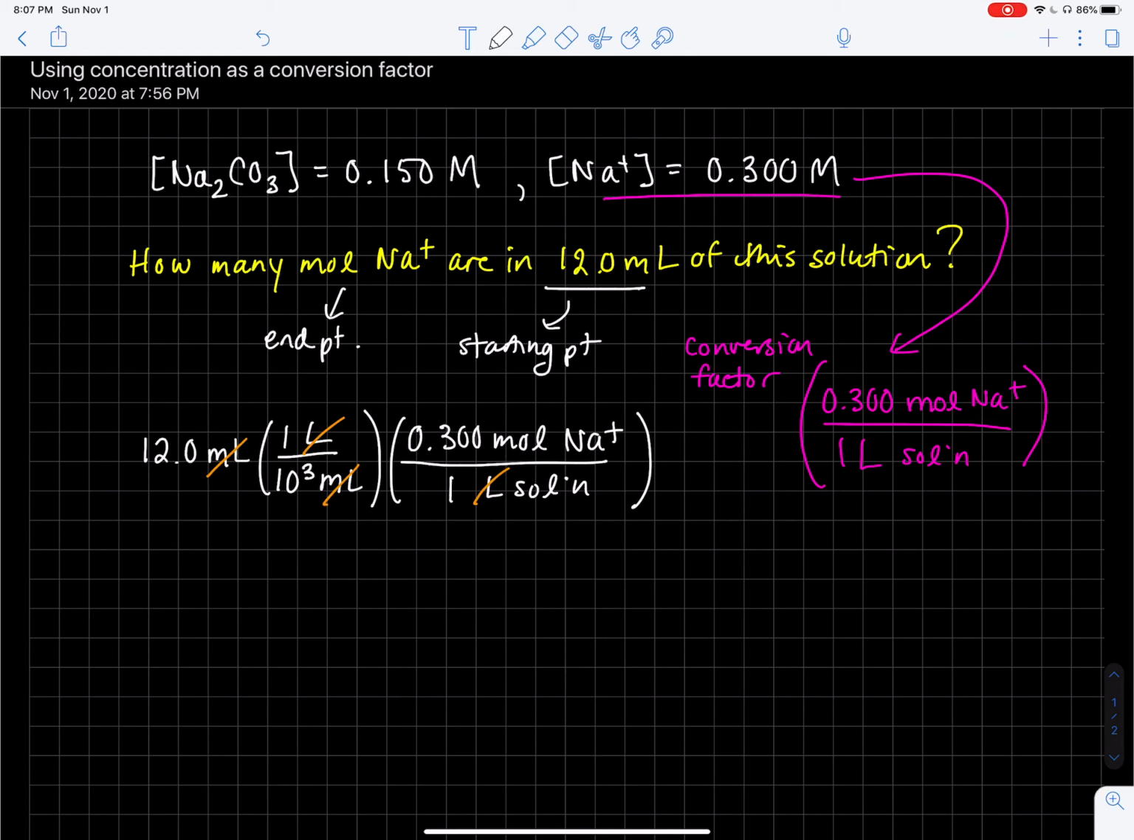And if we multiply this through, we get 0.0036 moles of sodium plus, and I was careful to keep my 3 sig figs in that answer. All right, so that's one way to use concentration. You have a number of milliliters or a volume of the solution. You want to calculate how many moles are there.